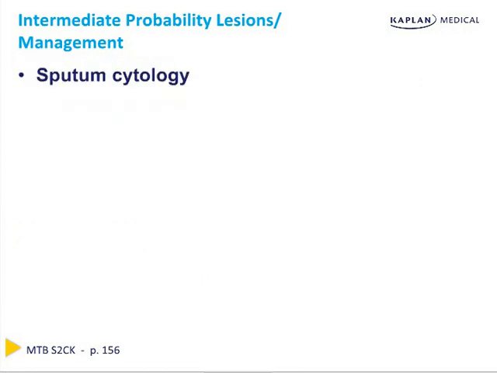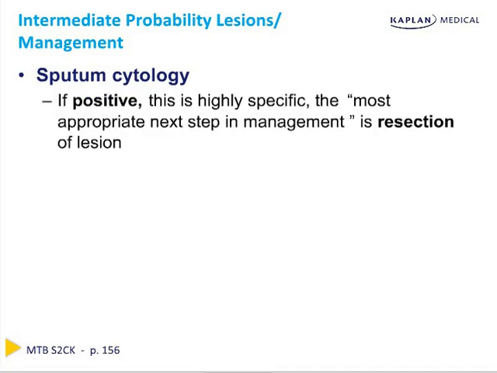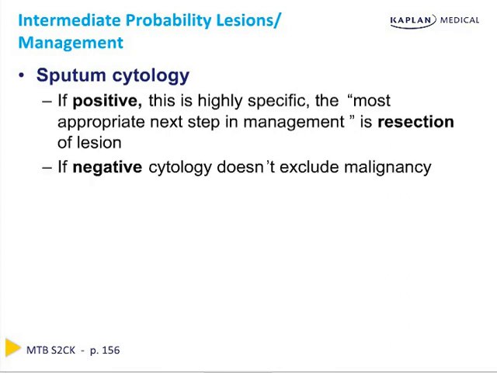One way to start with these patients is sputum cytology. If it's positive, then this is highly specific, and the most appropriate next step in management would be resection of the lesion. However, sputum cytology is often inconclusive. If it's negative, it does not exclude malignancy.